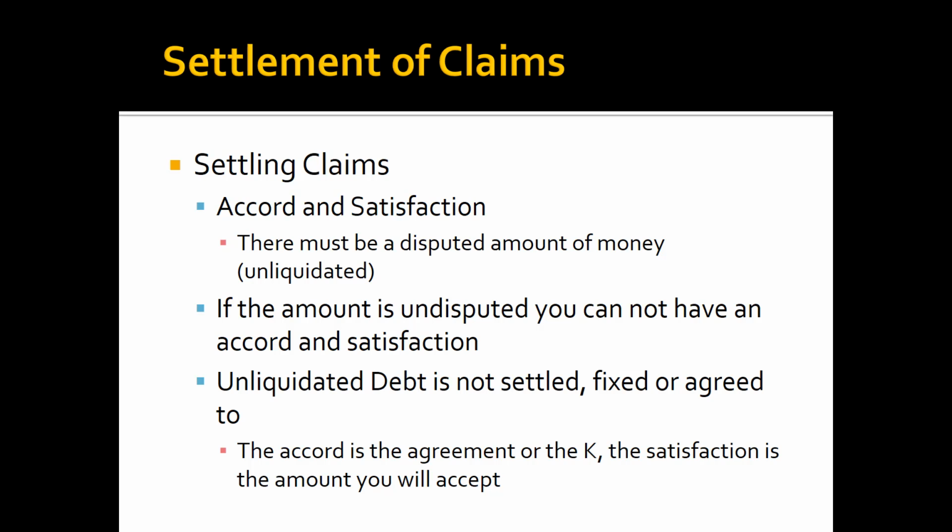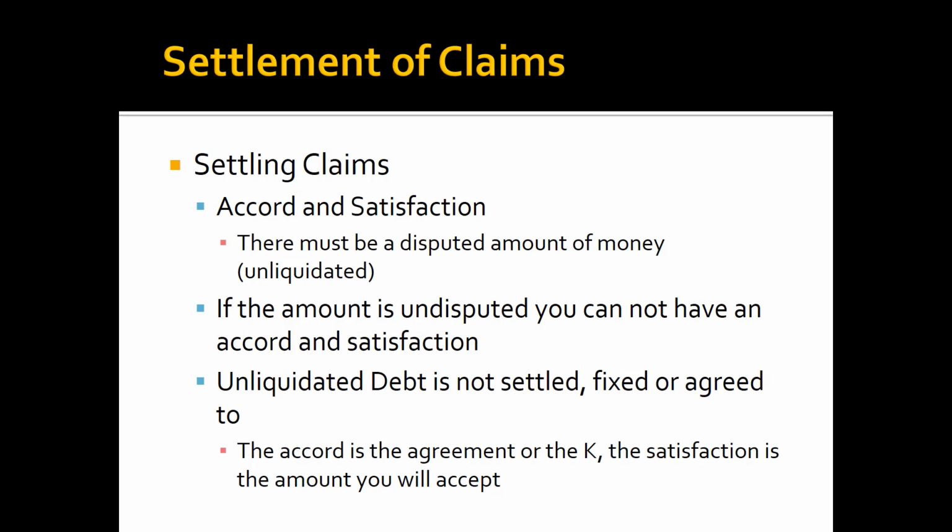But what it means is we don't know how much money should properly be paid under the contract. If we know how much money should properly be paid under the contract, we don't use accord and satisfaction. It's treated differently. Accord and satisfaction is only going to be available when there's a reasonable dispute, an unliquidated amount. So, the accord is the name of the new contract. We're going to call the accord the agreement. The satisfaction is what you're going to accept.